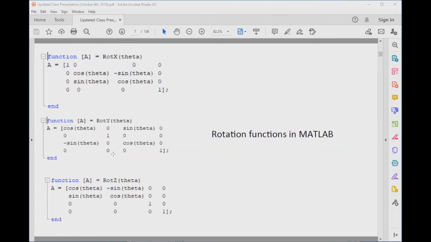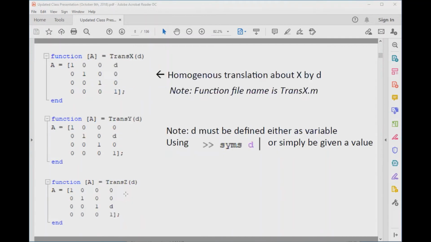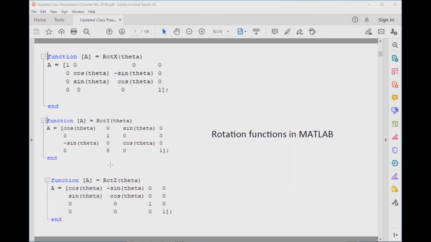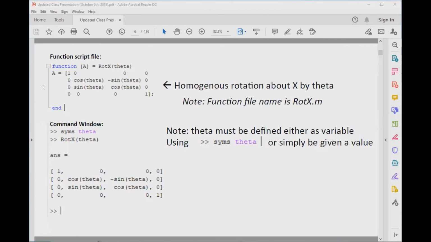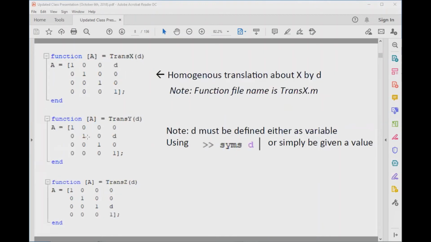In a similar manner, we can define rotation about y, rotation about z, and the rest of the translations. You know how to add functions into your MATLAB. So now we can do rotation about x, y, z. You should save all these rotation and translation functions into your directory. These will come in very handy when you are doing your assignments.